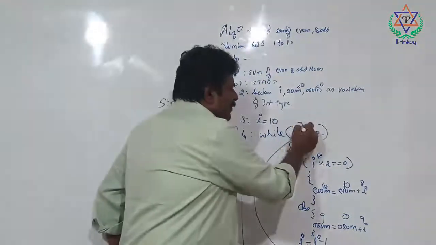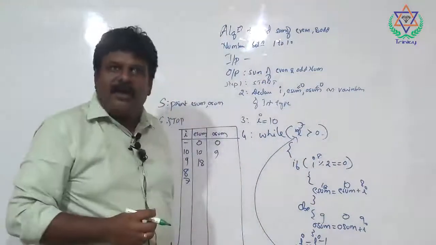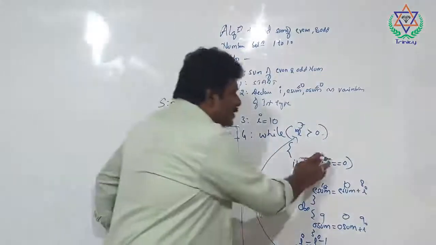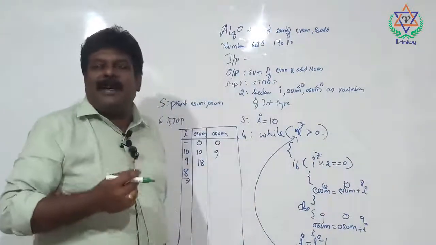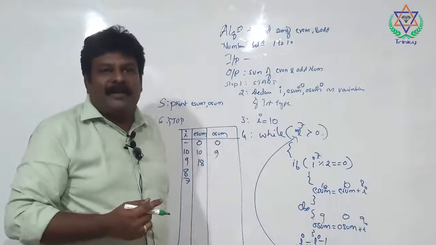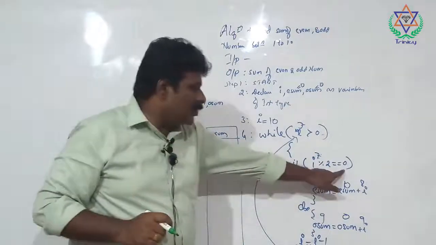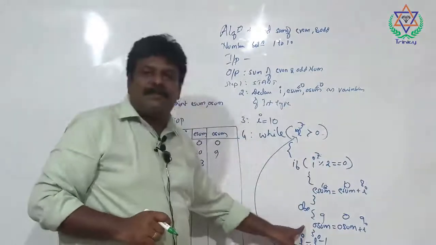I is carrying 7. 7 is greater than 0. Yes, it is true. Comes inside. Checks the condition. 7 mod 2 is equal to 0? No, because if at all I divide 7 by 2, I will get 1 as a remainder. It is not equal to 0. That's how it comes to else part directly.